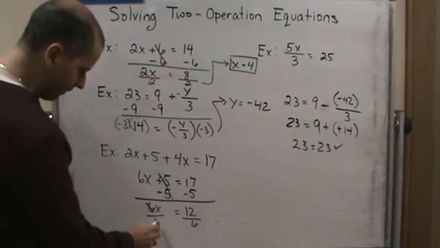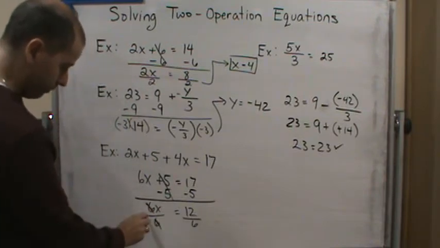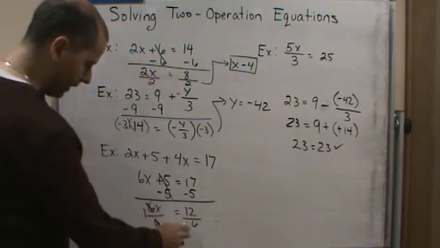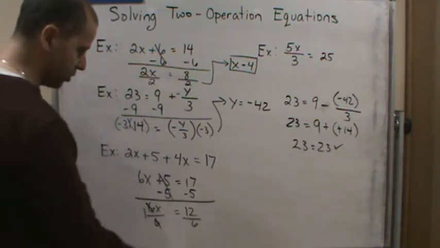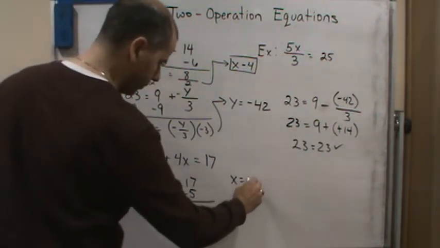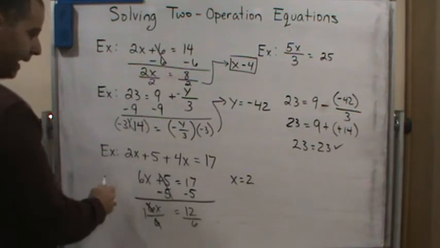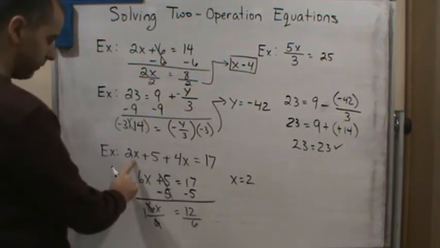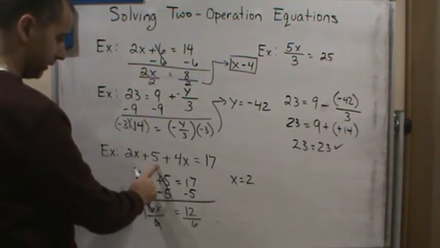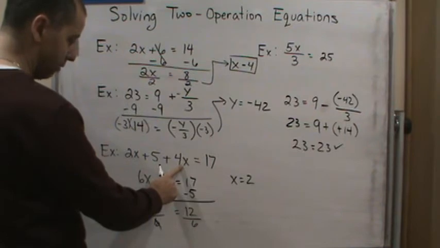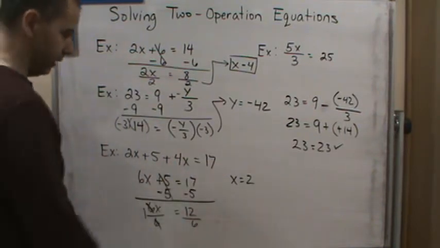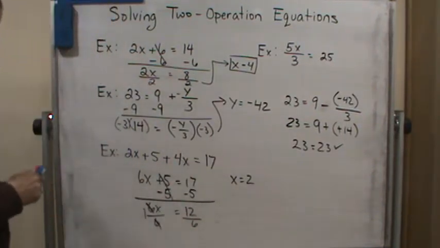So then 6 divided by 6 gives me 1, right? So I get x here, and 12 divided by 6 is 2. So I get x equals 2. And again, plug it back in. Okay, here I get 4 plus 5, which is 9, plus 8, which is 17. And so 17 equals 17.